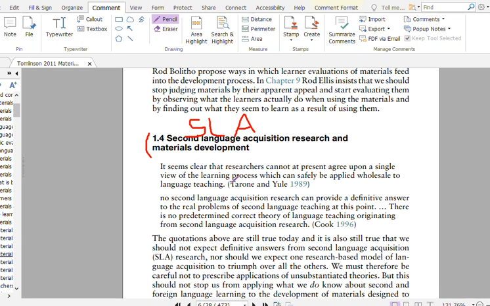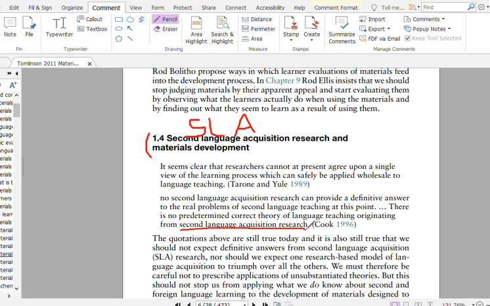It means that nowadays our understanding of language learning is not complete. There are different views, different approaches, different theories; there is no one single theory. It means that when you are evaluating materials, you should resort to all useful modern theories, and your decisions, your practice, your understanding should be informed by those theories. No second language acquisition research can provide a definitive answer to the real problem of second language teaching at this point. There is no predetermined correct theory of language teaching originating from second language acquisition research.